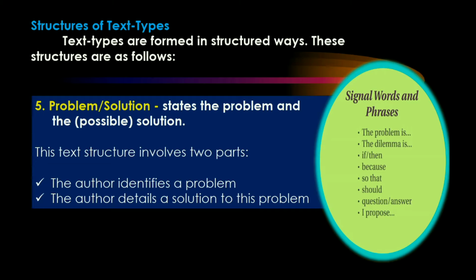Okay, so this time let's have the last one, the problem and solution. This states the problem and the possible solution. So this text structure involves two parts. The author identifies the problem and the author details a solution to this problem. So what are the signal words and phrases that are used in this text structure? We have the problem is, the dilemma is, if, then, because, so that, should, question and answer, and I propose.